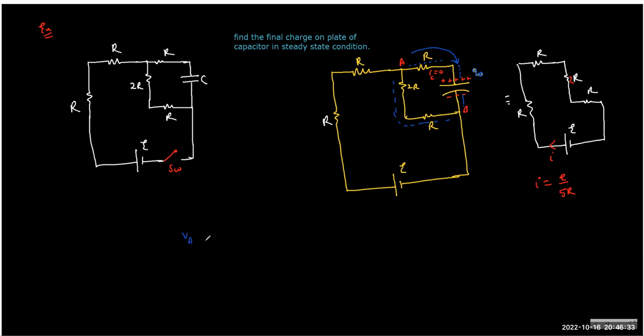So VA minus I into 2R minus I into R equals VB, yes or no? So VA minus VB is how much, guys? 3IR, and IR is E by 5, so this is 3E by 5, right? So charge on the capacitor is basically the capacitance into the potential difference which we got. The answer is 3 by 5 CE.